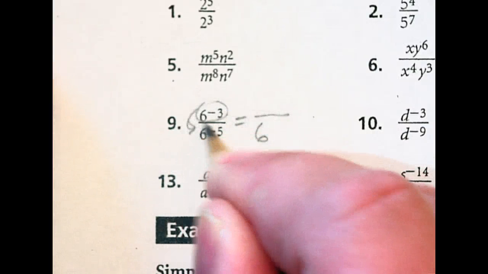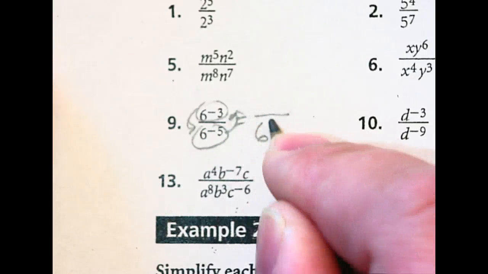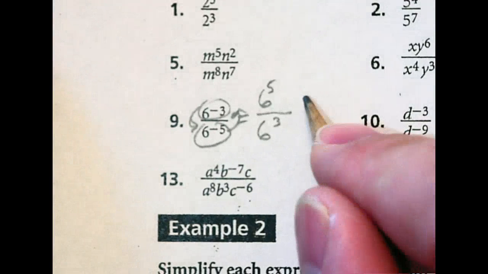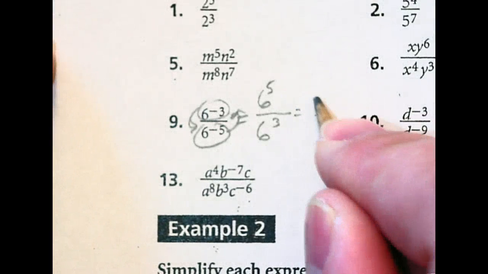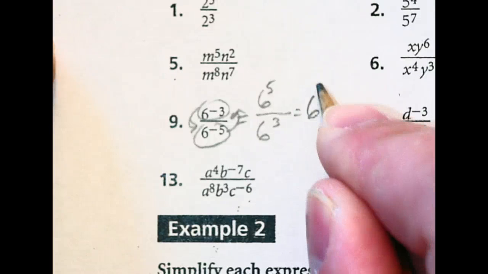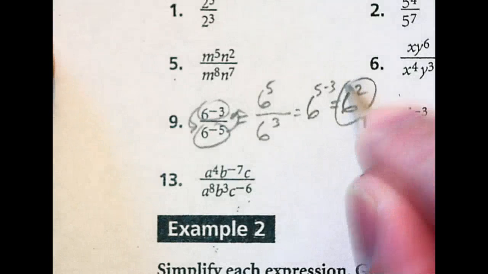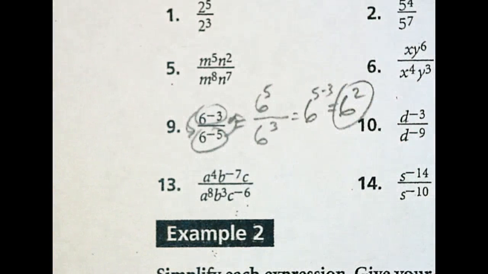Did anyone else do it like that? You moved them like that to begin with? Okay, so what did you do from there? And then I just subtracted the 3 from 5 and got 6 to the 2nd. Okay, 6 to the 5 minus 3 is 6 to the 2nd. Okay, no one else did that? Do I have another person that can explain it?